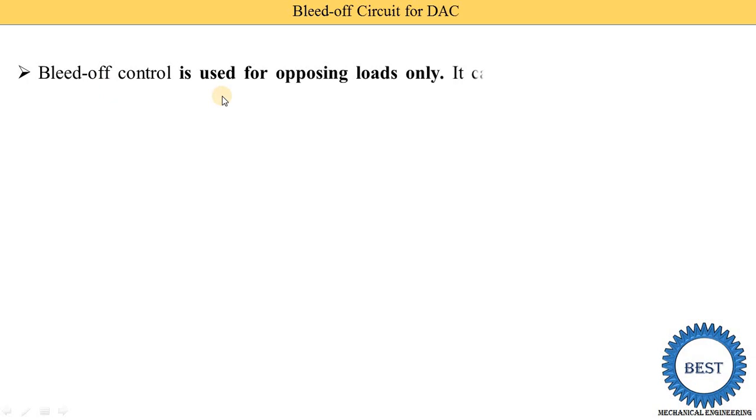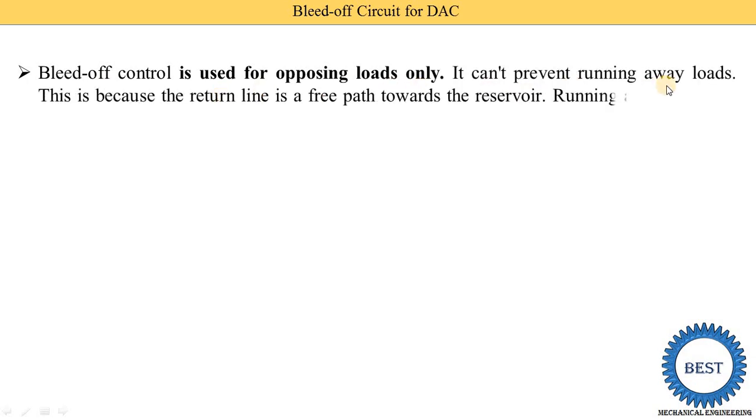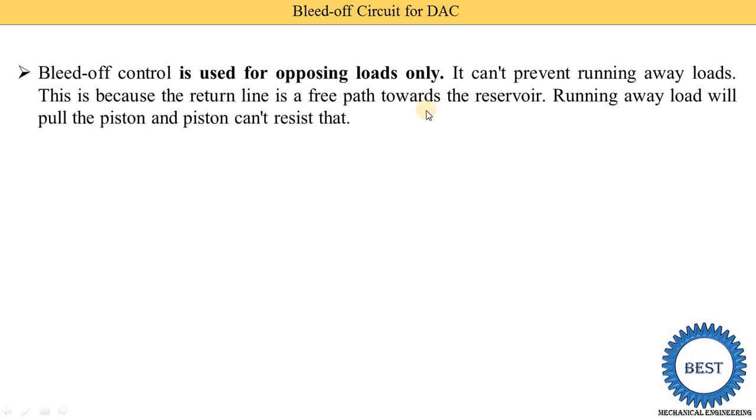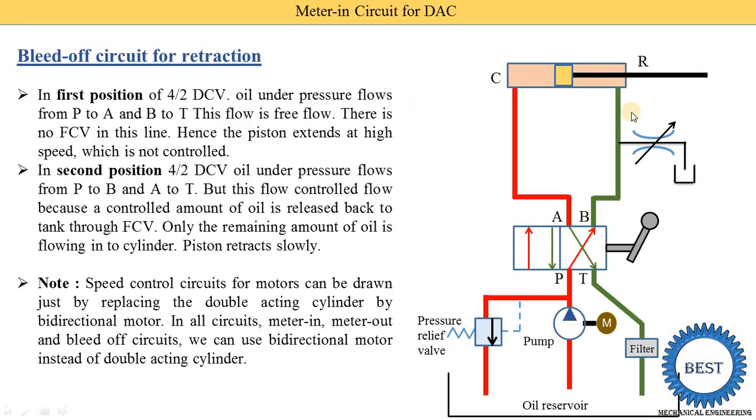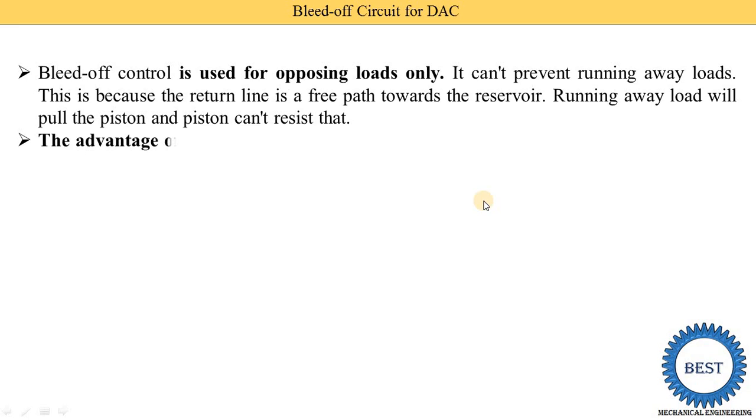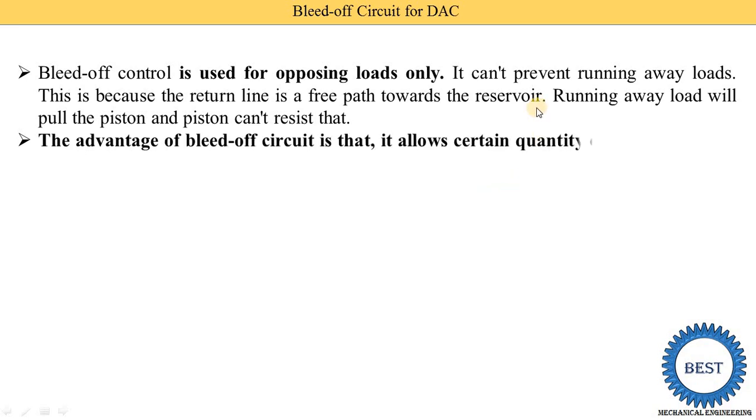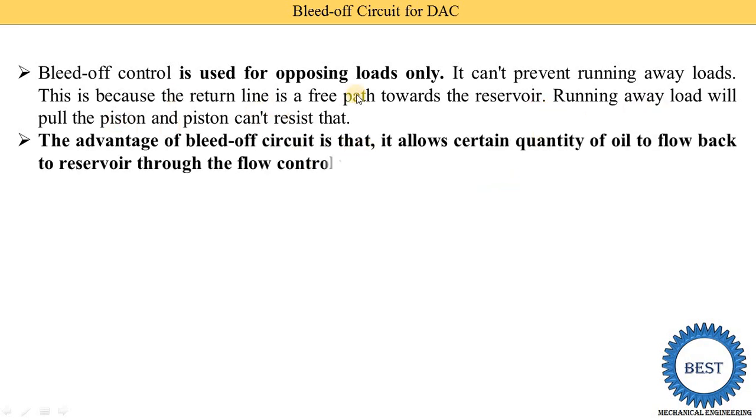Bleed off control is used for opposing load only. Okay, it cannot prevent a running away load. This is because the return line is a free path. Return line is a free path means, suppose during these retractions, oil enters from this side and this is the return line. So in the return line we are not able to control the speed, and we are not able to control the running away loads. So the running away load will not be controlled, and the running away load will pull the piston, and the piston cannot resist that.